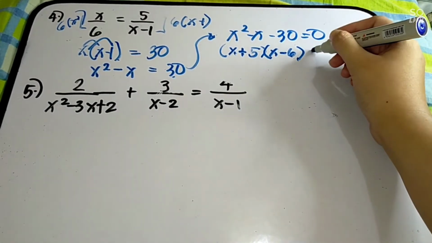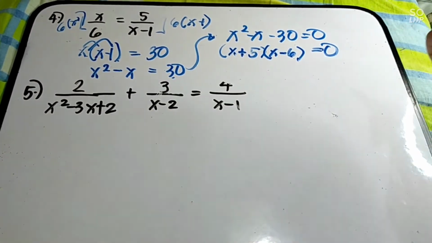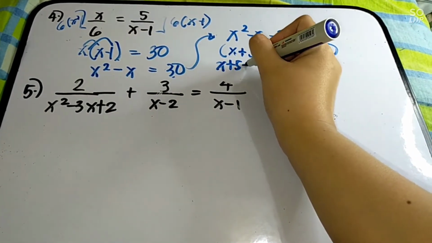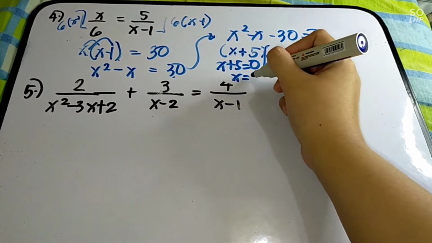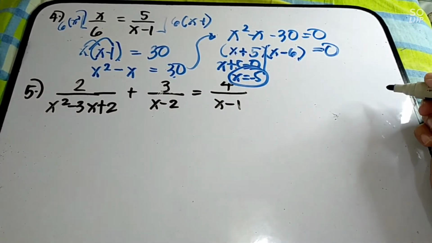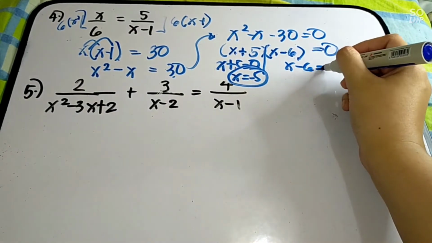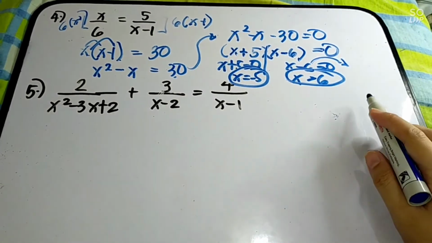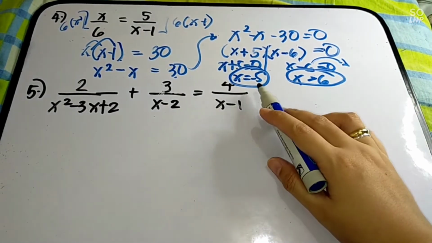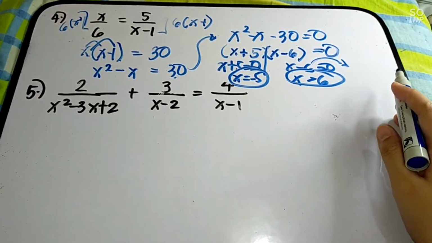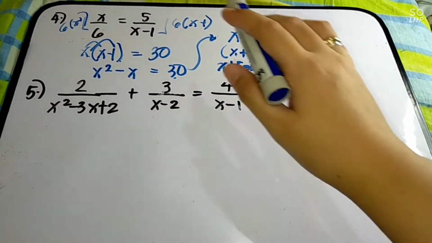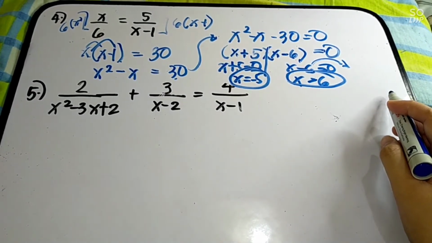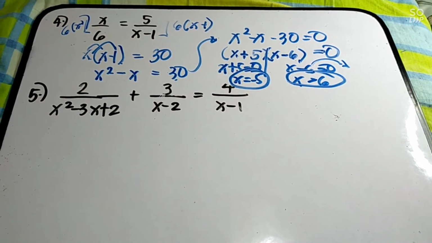Then, equal to 0. Then, use 0 property. Equate mo lang yan sa 0. So, you have your x plus 5 equals to 0. Then, solve for x. X is equals to negative 5. That is it. Next tayo. X minus 6 is equals to 0. So, x is equals to just transpose positive 6. So, therefore, your x's are, pwedeng si negative 5, substitute mo dyan, magiging tama rin ang sagot. Or si positive 6, substitute mo dyan, magiging tama rin ang sagot. Is it clear?